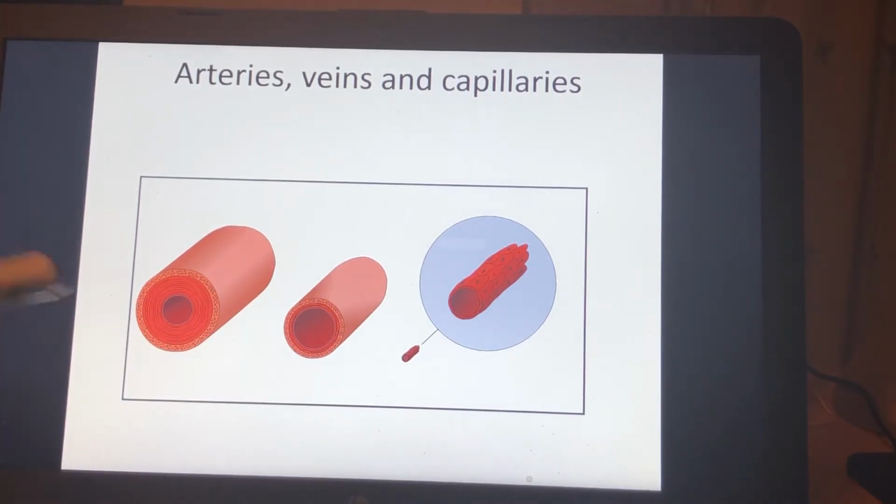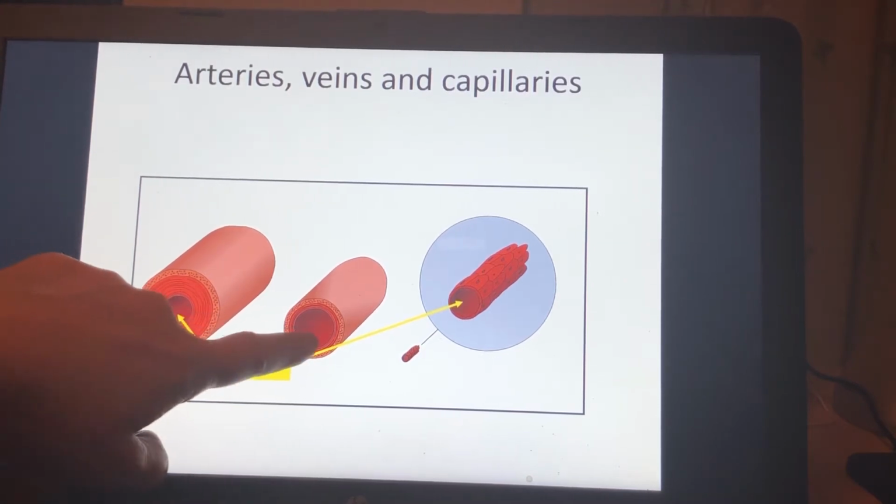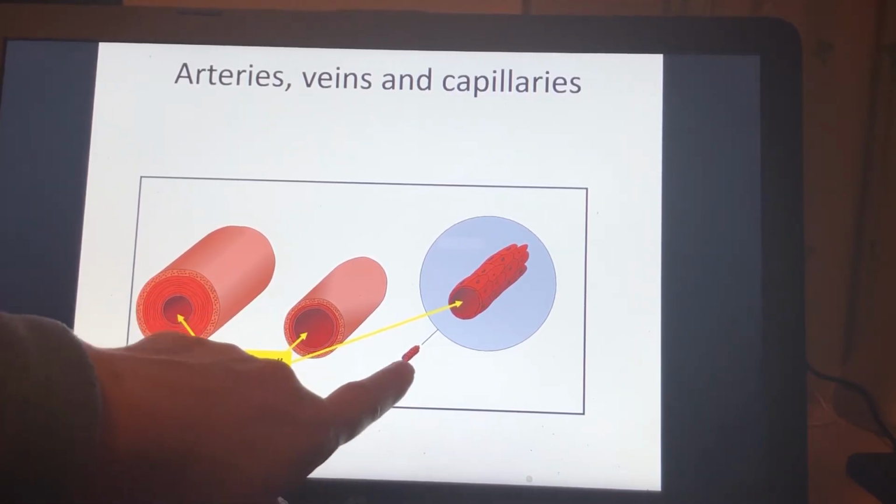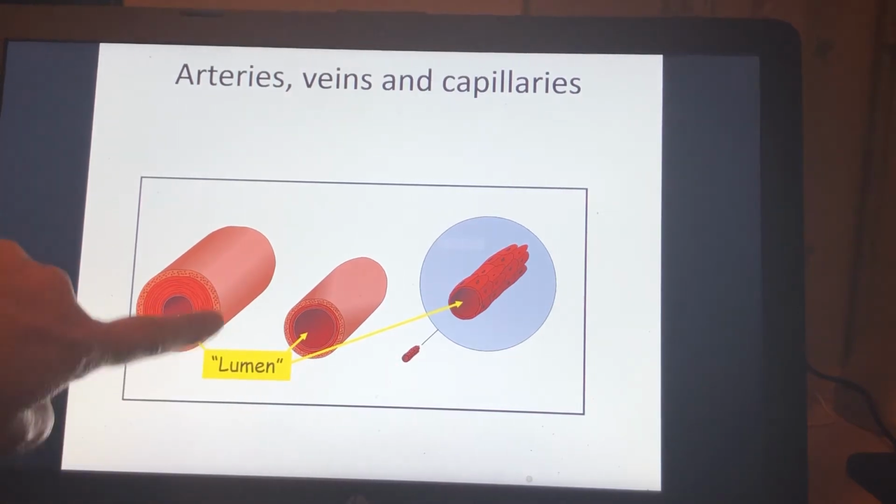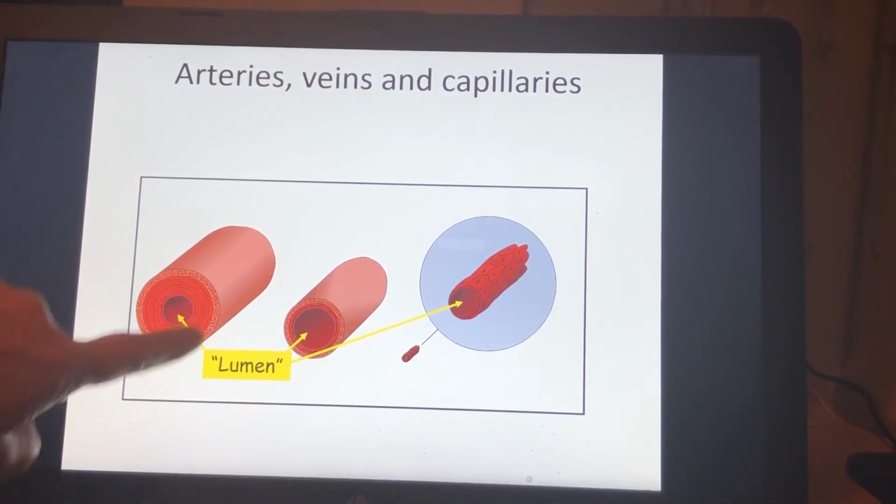The space in the middle of those vessels is called the lumen, and that's where the blood's going to flow. And you can see that the artery has a smaller lumen than a vein. Now this one is the smallest of all, but generally we say that arteries have a small lumen, veins have a large lumen.